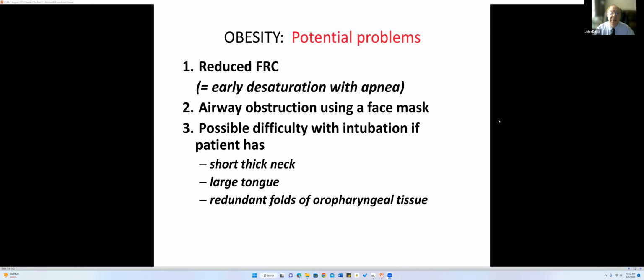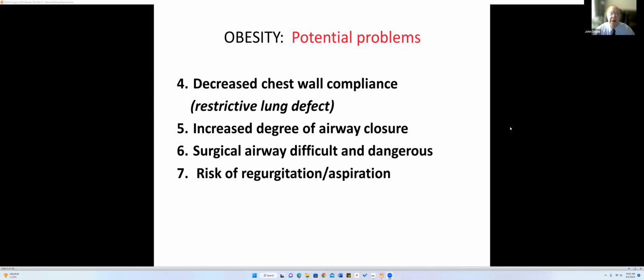So obesity carries with it a number of potential problems. Among the most important, reduced functional residual capacity, which results in early desaturation under apneic conditions. The second is that airway obstruction can occur when you're using a face mask, and you can have possible difficulty with intubation if the patient has a short neck, a large tongue, or redundant folds of oropharyngeal tissue, and we'll give some examples of that in a little while.